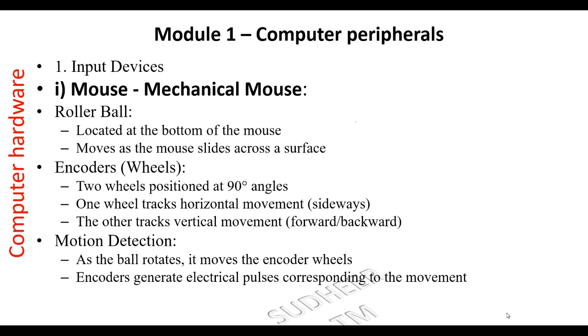So the pulses are decoded and the electrical signals are sent to your motherboard for making the movement of your cursor on your screen. The encoder generates electrical pulses corresponding to the movement.